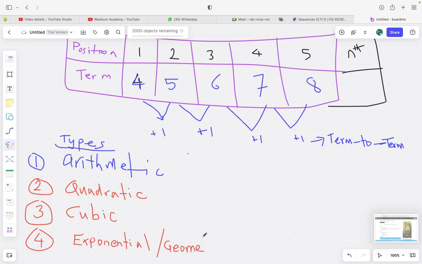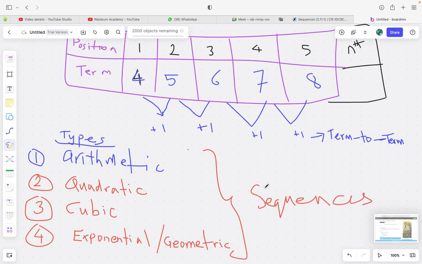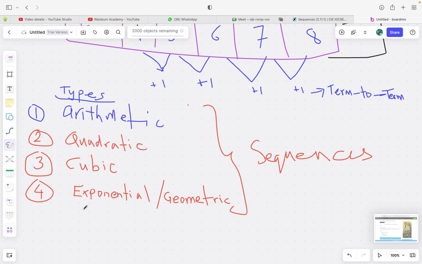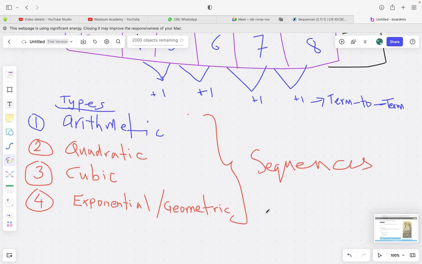What do we mean by common ratio? Just a moment, okay? Let's write the name here: sequences. All of them are sequences, so I put them together. These are the types of sequences that we will look at in this chapter: we look at the arithmetic sequence, the quadratic sequence, the cubic sequence, and the exponential or geometric sequence.